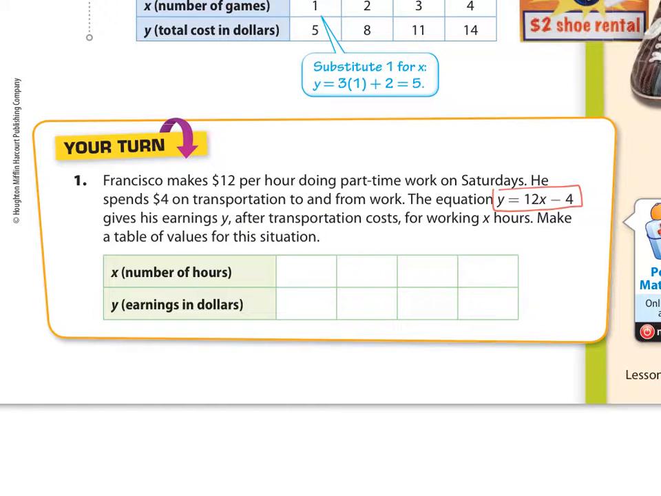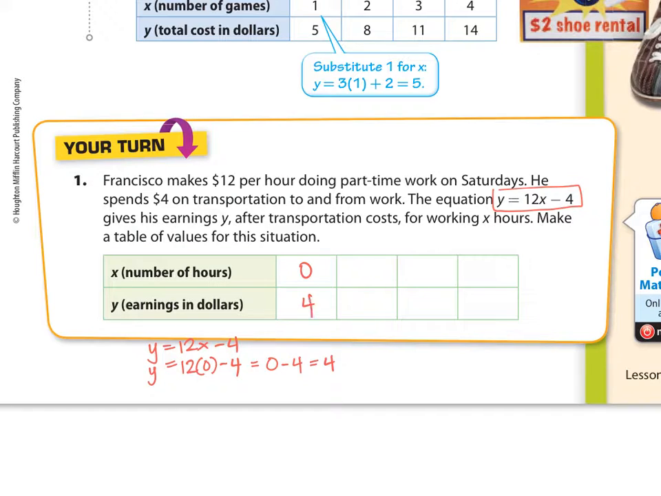So we want to make a table of values for this situation. And so we're going to be using the equation to figure out how much he's actually going to earn. So if the number of hours is 0, for example, then we're going to take the equation y equals 12x minus 4. And if x is 0, then it becomes y equals 12 times 0 minus 4. So 12 times 0 is 0, and 0 minus 4 is -4.